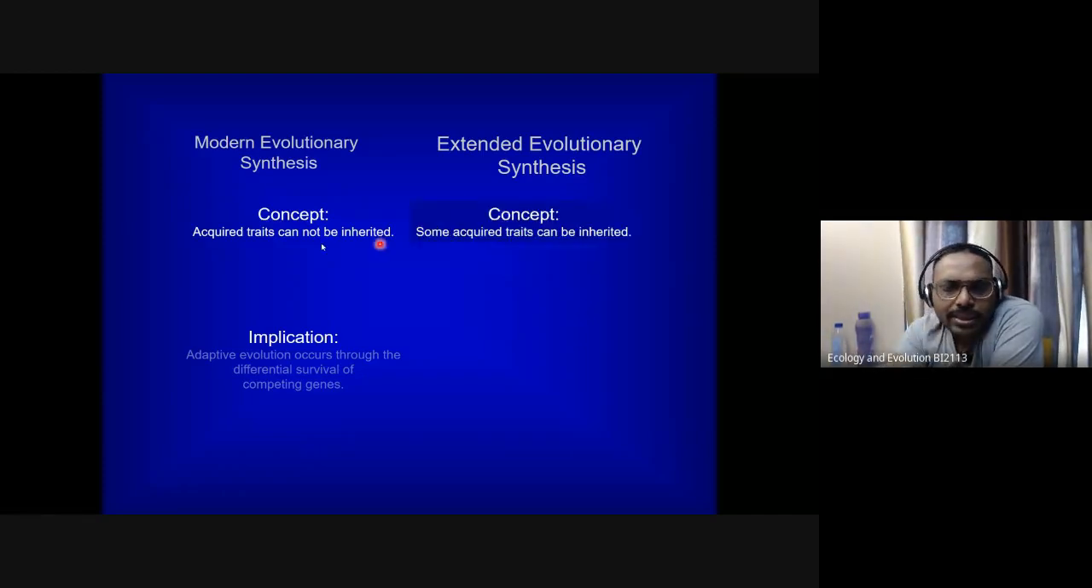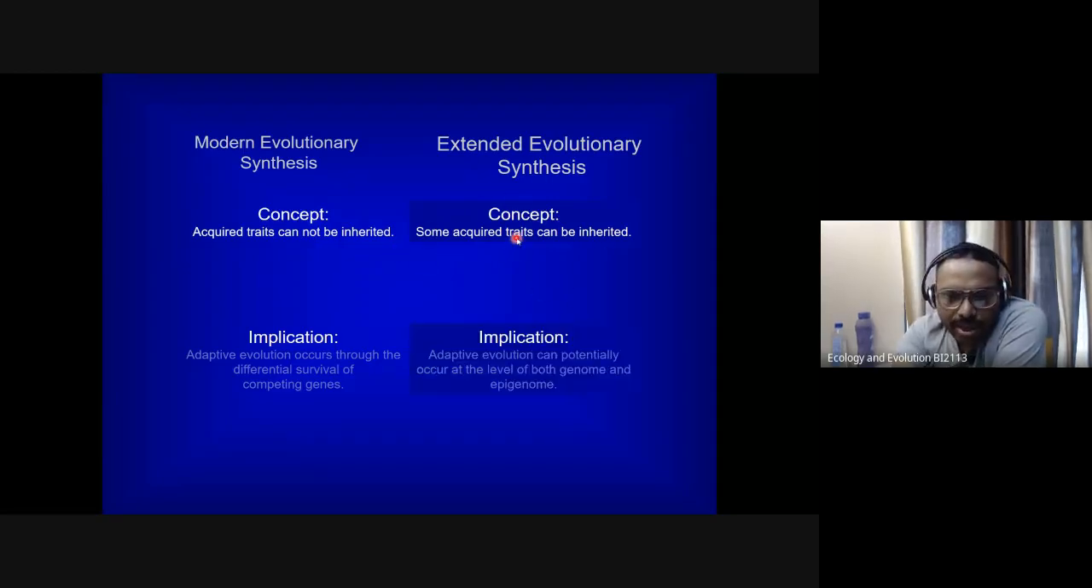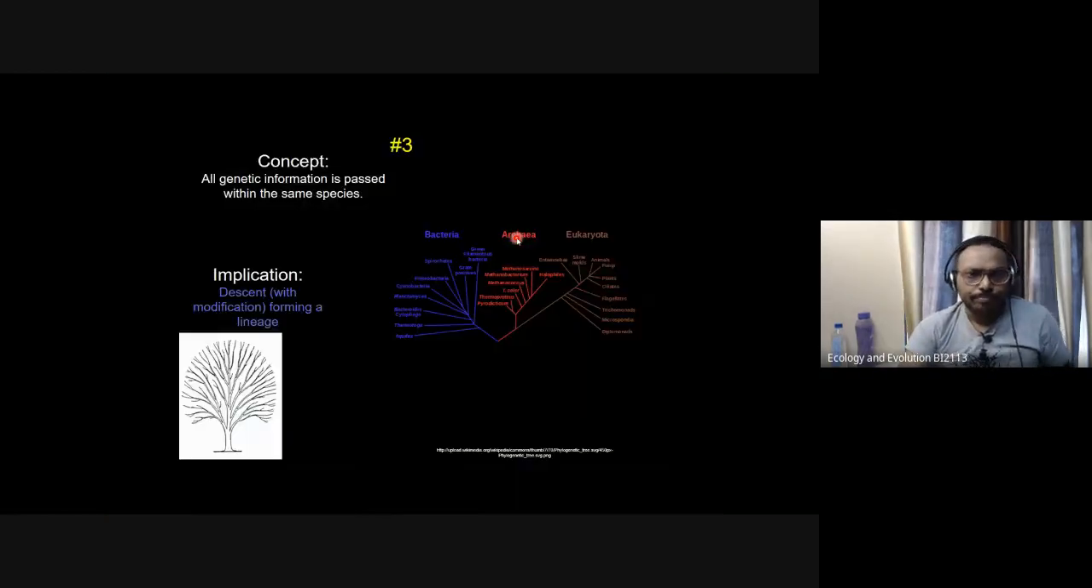So coming back to evolution, what is the implication for evolution? What it suggests is that it's not that acquired traits cannot be inherited at all. At least some acquired traits can be inherited, and therefore adaptive evolution, remember the modern synthesis was talking only in terms of the genome and nothing else, but now epigenetics says that adaptive evolution can potentially happen at both levels, the level of the genome as well as the level of the epigenome.